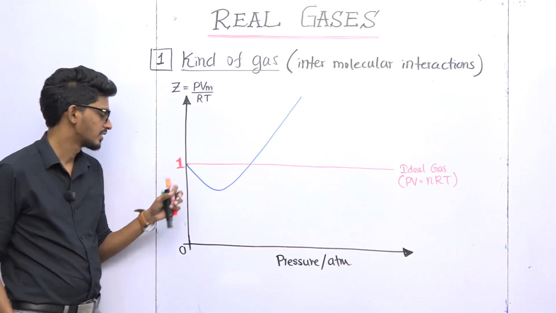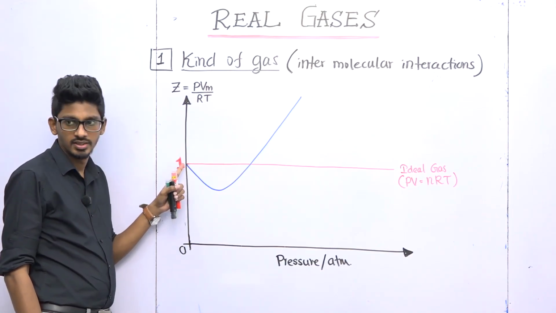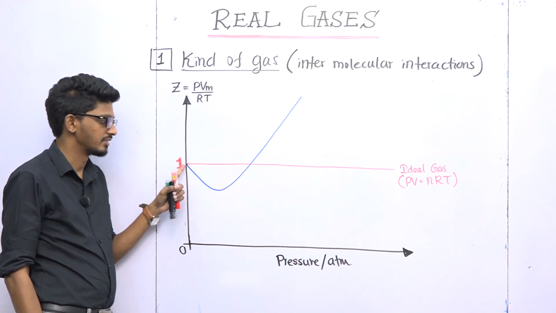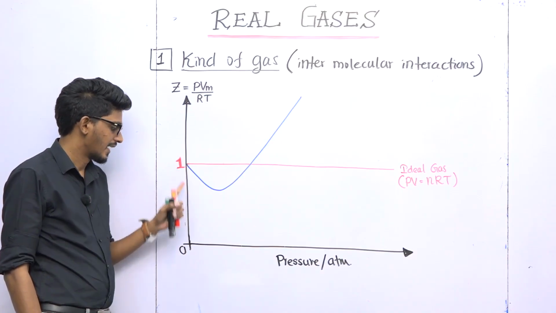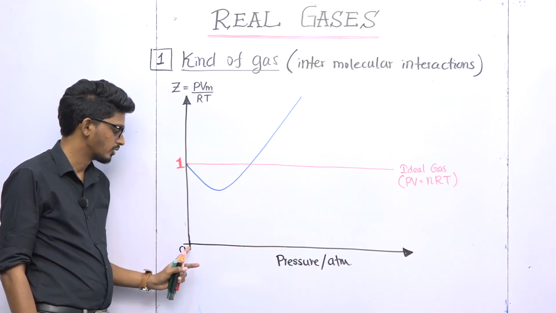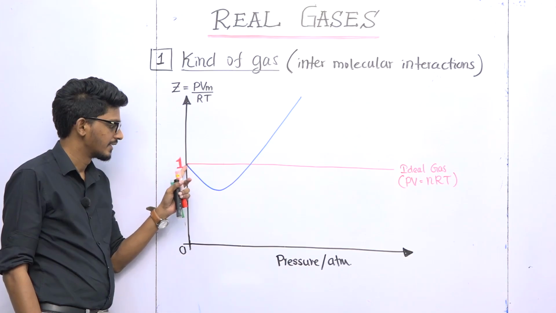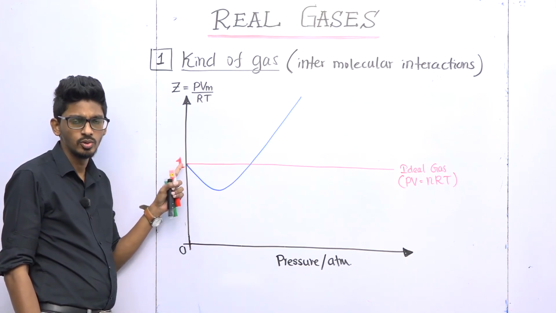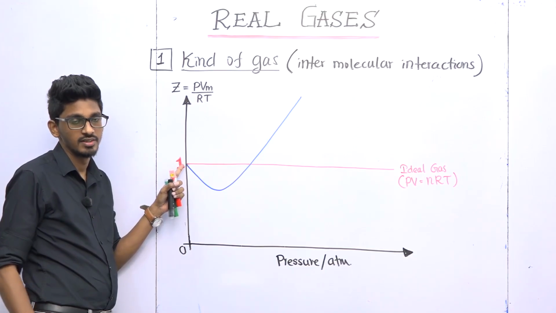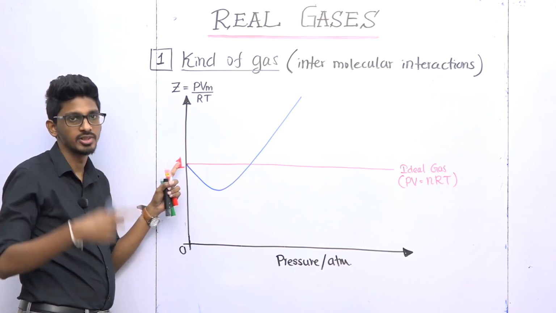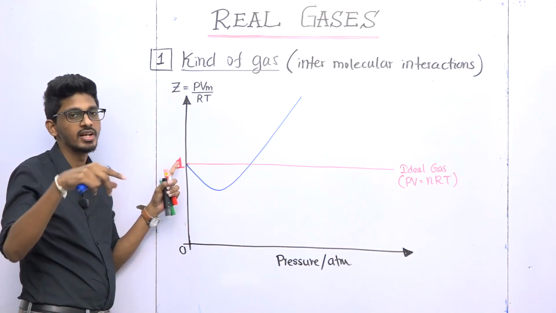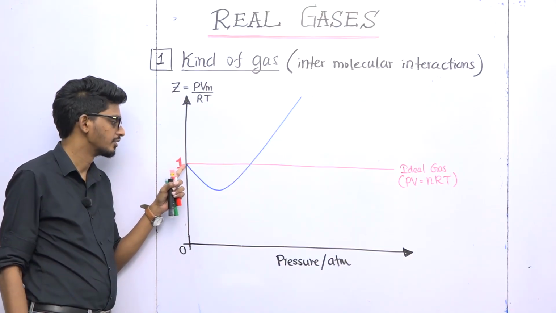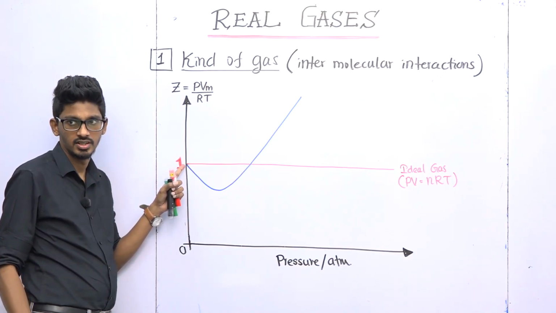So we start with Z equal to 1, because you have to start with this number. Why is that? Because at the pressure 0, at very low pressures, all the gases tend to behave ideally. We started our discussion today with that: with very low pressures and very high temperatures, all the gases tend to behave ideally, right?